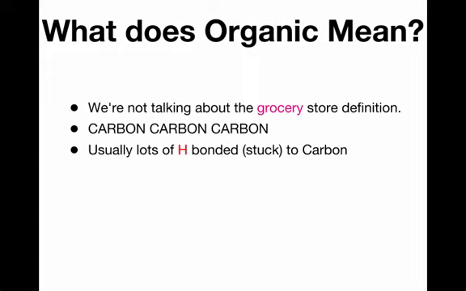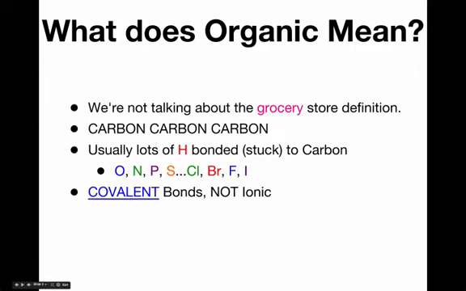Again, they don't necessarily have to have hydrogen attached to them, but very often they have a lot of hydrogen atoms attached to them. They also can have these types of atoms attached to them as well. Very commonly you will see oxygen, nitrogen, phosphorus, sulfur, chlorine, bromine, and these others, fluorine and iodine as well. So these are atoms that are also very often attached to organic molecules that have carbon in them.